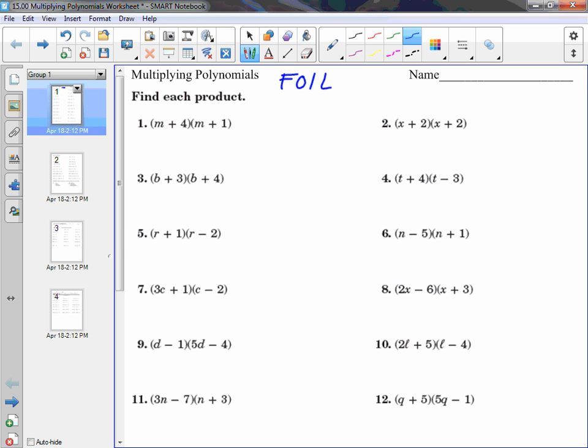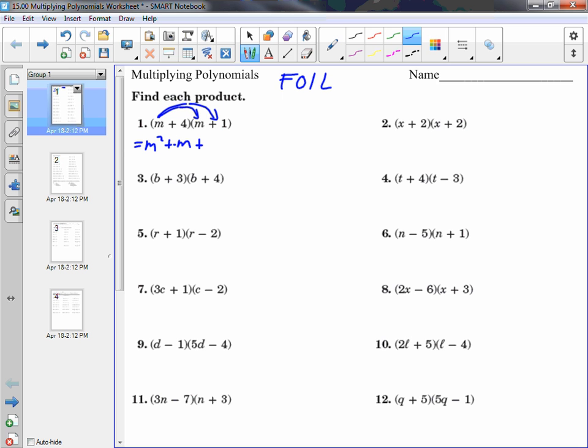FOIL. First, meaning the first terms in each parentheses. Outer, meaning the outer terms of the four that you see there. Inner, meaning the two inside terms of the four you see there. And last, meaning the last term of each parenthesis. But it's really just the distributive property twice. Once, using the m, so first, distribute that m, first term, m times m squared. And then the O, the outer, is the same thing, still just distributing that m times 1 is m.